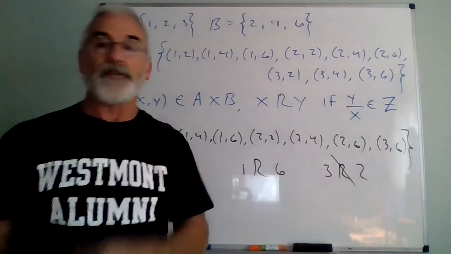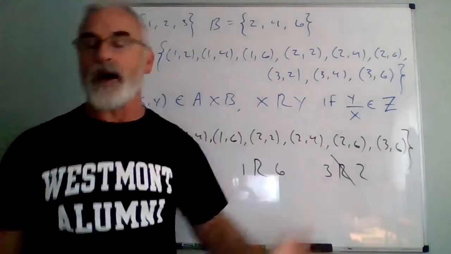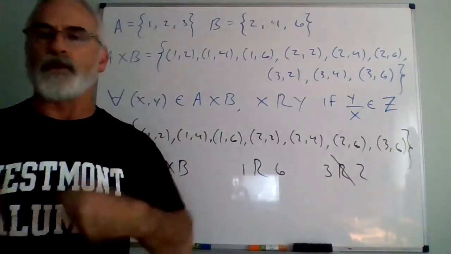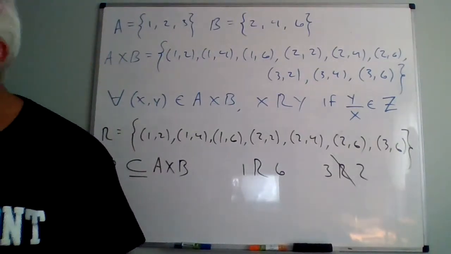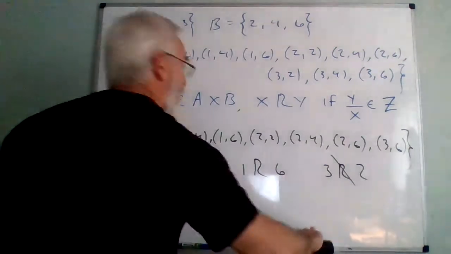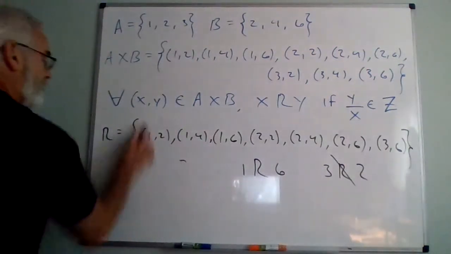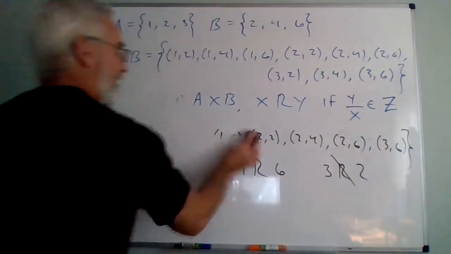Maybe we say that the difference of X and Y is a multiple of 5. That could be our relation. We can make this up and have an infinite number of relations, but it's a fairly simple thing. Now, function.